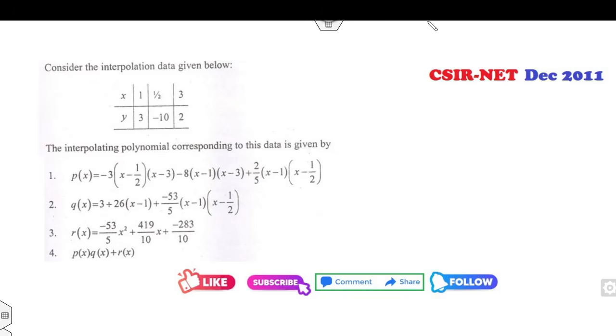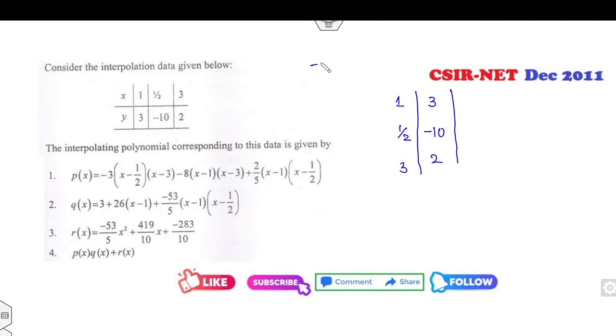Okay, consider the interpolation of this. Again, I can write this as half, 1, 3. Are they equally spaced? No. So it is 3, minus 10, 2. Can you find the first divided difference?